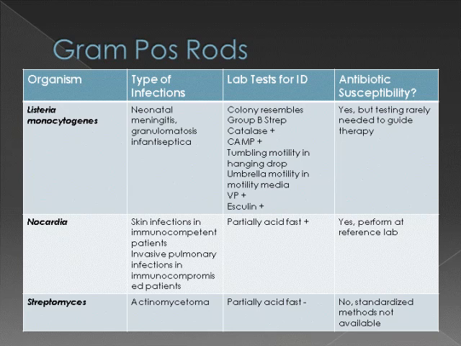Then we have Nocardia. This one causes skin infections in immunocompetent patients, but it can cause some invasive pulmonary infections in immunocompromised patients. Nocardia is partially acid-fast, and susceptibility testing may be performed, but it's done at a reference lab. Streptomyces causes an actinomycetoma. It is partially acid-fast negative, and that's how you differentiate it from Nocardia. And susceptibility is usually not necessary. Standardized methods for this organism have not been available.